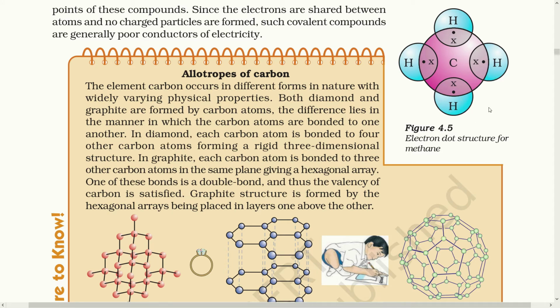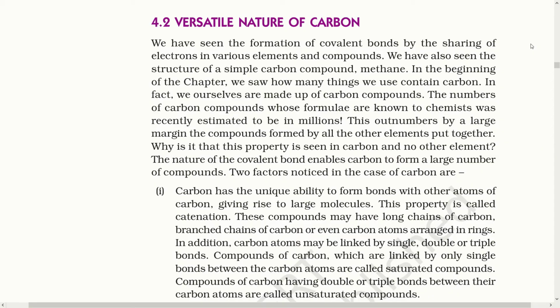This diagram shows the electron dot structure for methane, sharing 1 electron of carbon with 1 electron of 4 hydrogen. Thus, the formula would be CH4. Now let's read about the versatile nature of carbon.